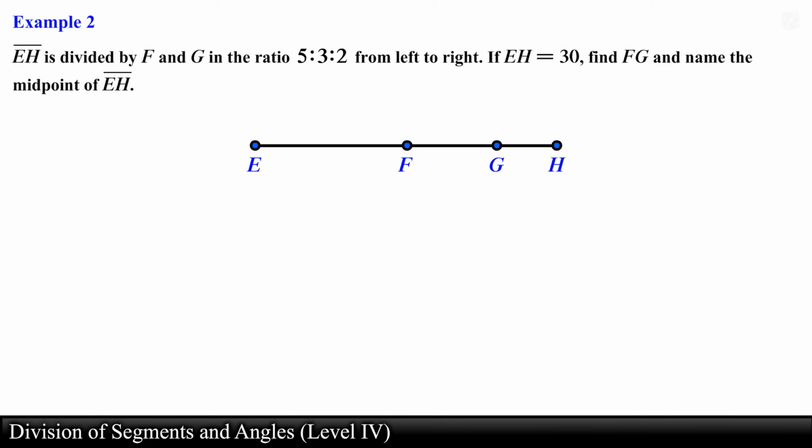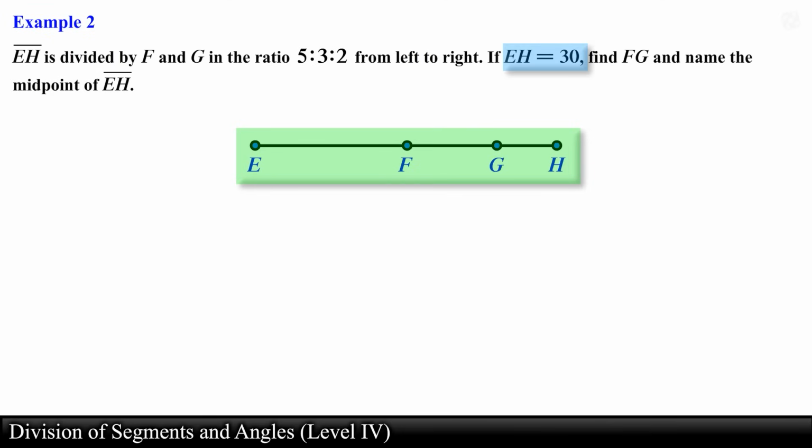In this problem, we are provided with a line segment that is divided into 3 smaller segments. We are given the length of one of these segments, as well as a ratio of the lengths between these 3 segments.